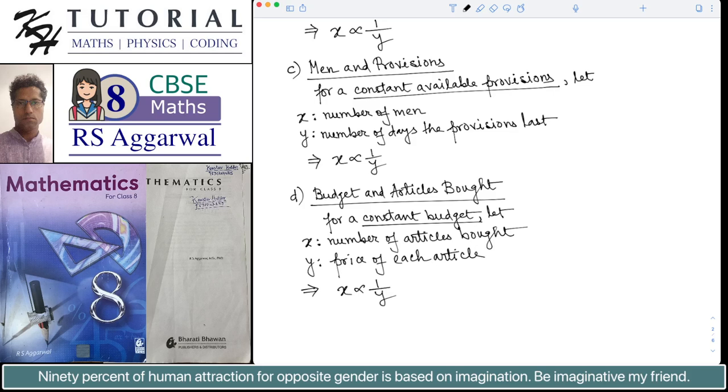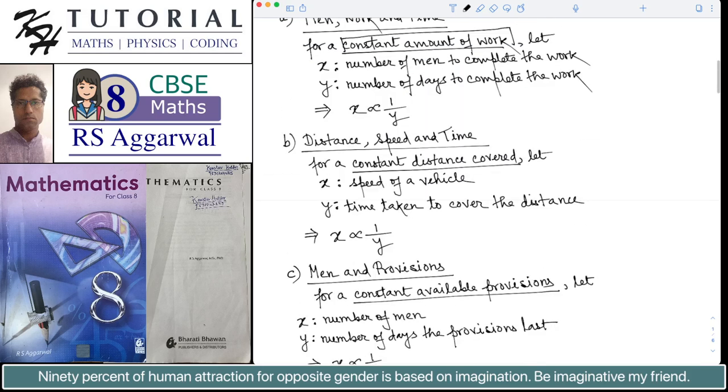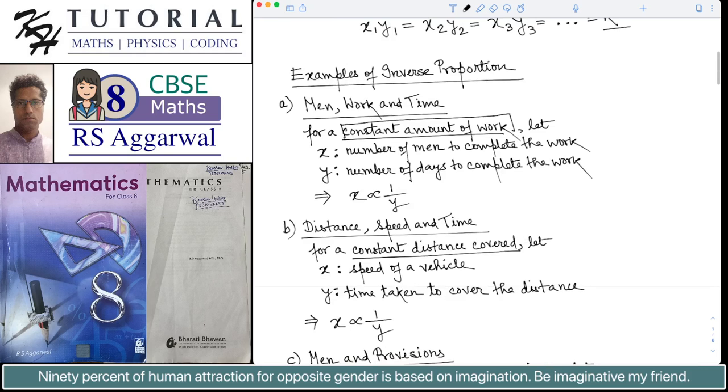So with the fixed amount of money, if the price of each article becomes more, definitely you will be able to purchase less number of articles. And if the price of articles gets reduced, then definitely you can purchase more number of articles. So okay, these were 4 very standard examples of inverse proportion.